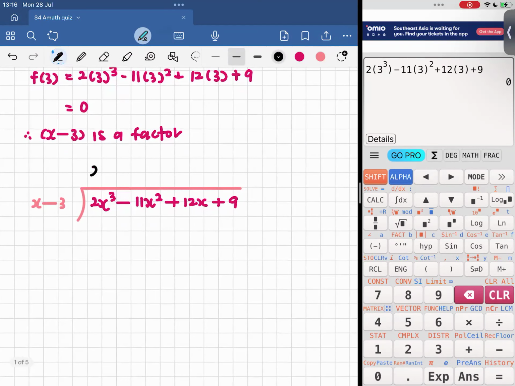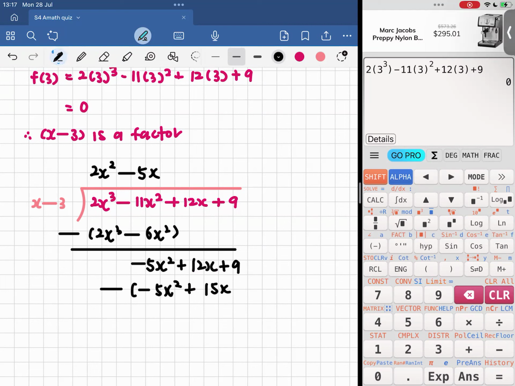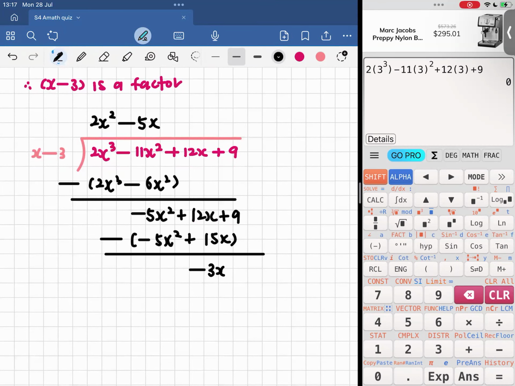Okay, so this one here, I'm going to multiply by 2x squared, minus 6x squared. This one here will be minus 5x squared. Then bring down. Careful, this one got to multiply by negative 5x. So this is negative 5x squared plus 15x. It should end up as 0. Okay, so this is minus 3x plus 9. So multiply by minus 3. Because you just now said that x minus 3 is a factor, right? So it doesn't make any sense if you never end up as 0, then it's not a factor anymore.